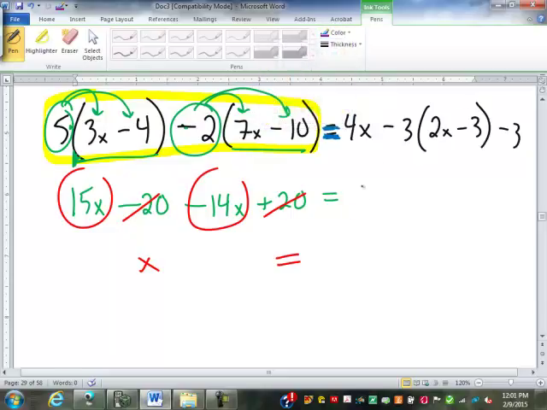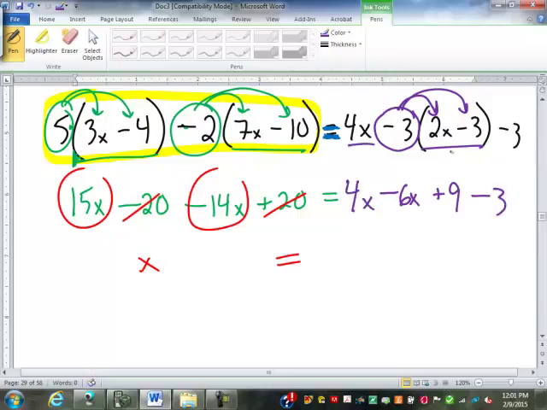Over on the right side, we have a parentheses. We're going to start there. Again, there's nothing we can combine inside it. So we're going to distribute. And again, we have a negative 3 to distribute. So negative 3 times 2x is a negative 6x. Negative 3 times negative 3 is a positive 9. Now we still have the 4x up front and a negative 3 in back. We're going to combine. 4x minus 6x is a negative 2x. 9 minus 3 is 6. It's a positive 6. So we put a plus 6.